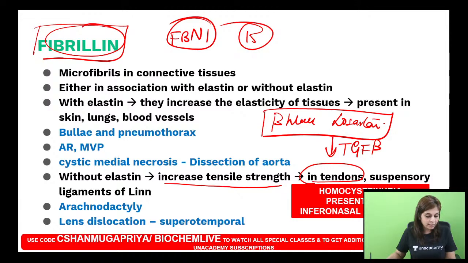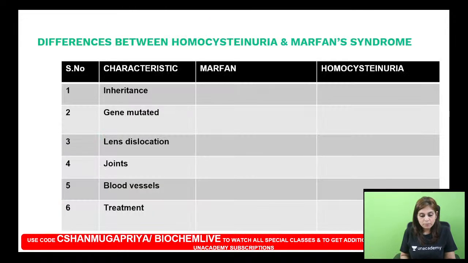How can they decrease TGF beta? Is that your question, Sai Kiran? It is because beta blockers and losartan reduce TGF beta. You try reading pharmacological effects. Thank you. So TGF beta levels are reduced by both beta blockers and by losartan. Please read the pharmacological effects of these two drugs. You will see that they reduce TGF beta levels. Okay. So that is why there is superotemporal dislocation of lens in Marfan syndrome.